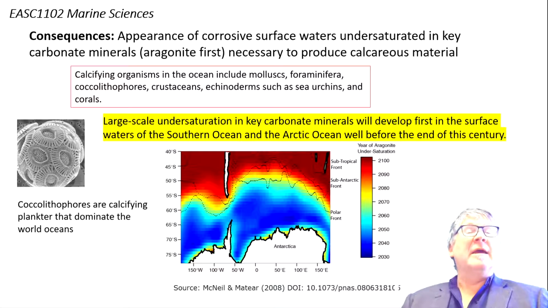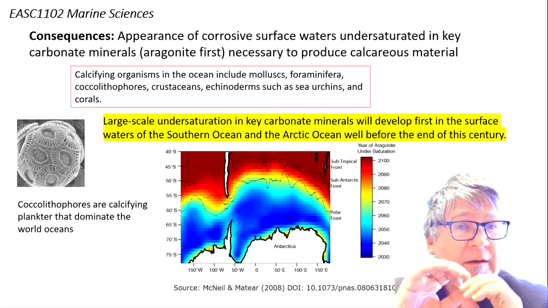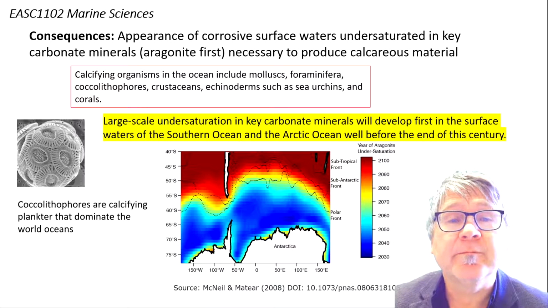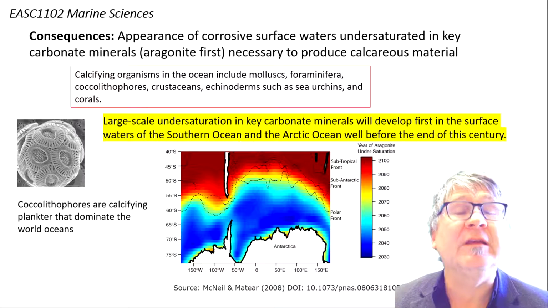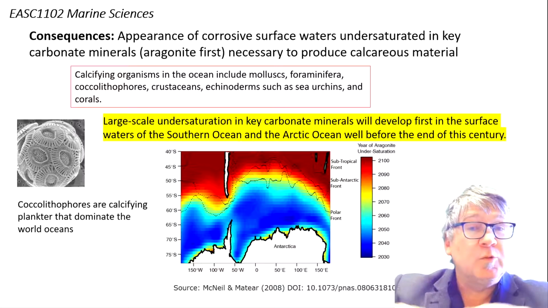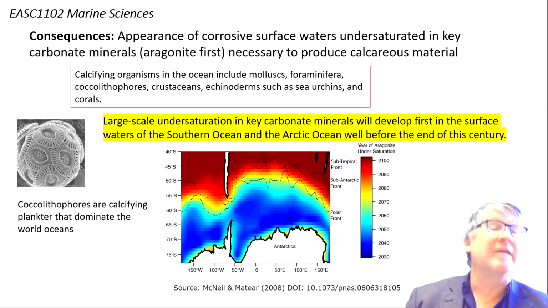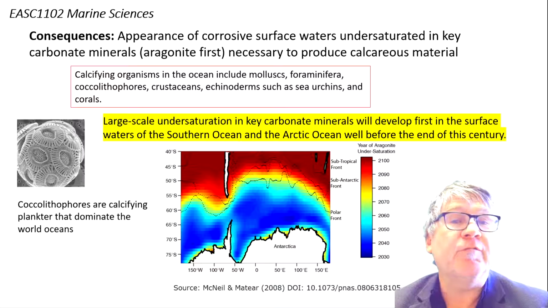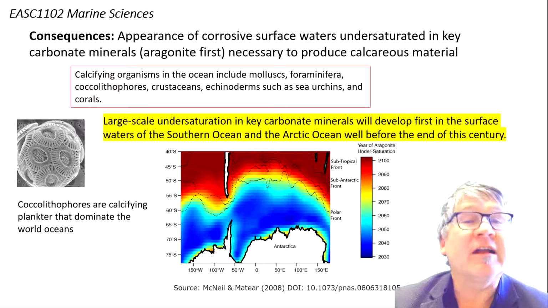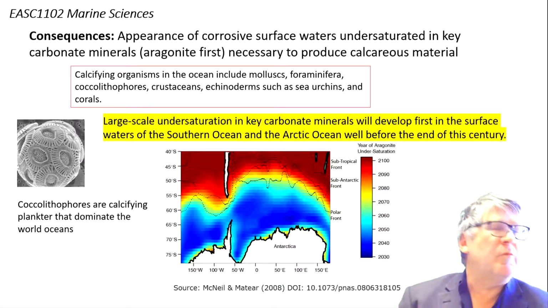Well, so what? Okay. So first of all, you need to understand that there are critical carbonate minerals. And the first one to be depleted is aragonite. So you need a suite of different minerals to form skeleton material, calcareous material. But if one is not available, the entire production collapses.